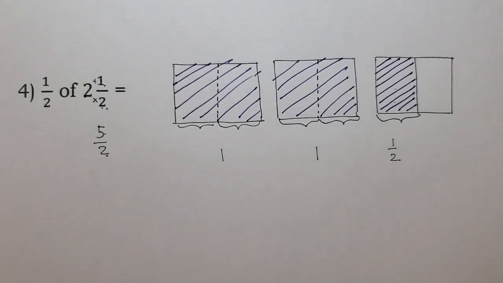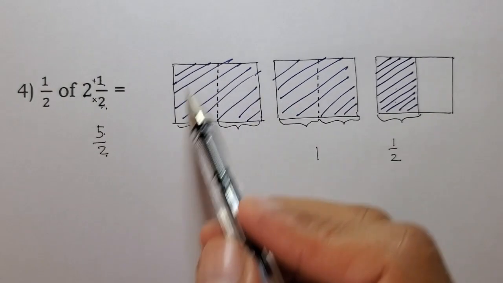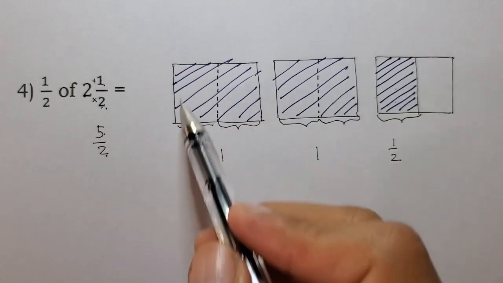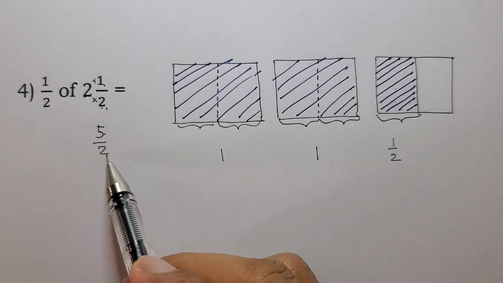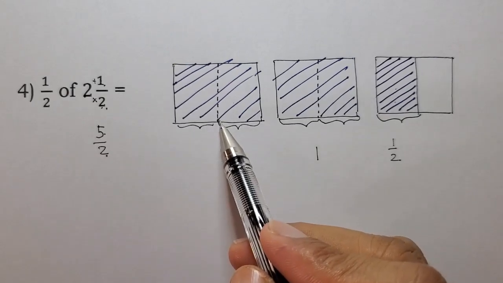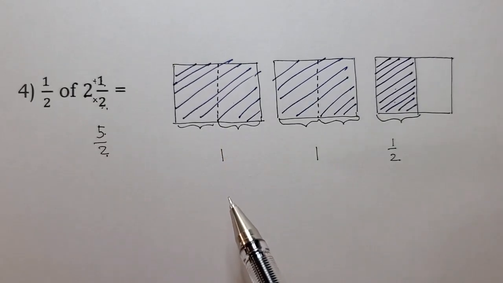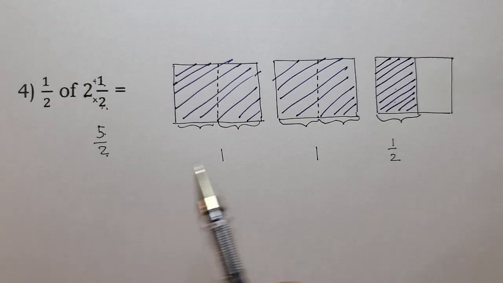Where did I get 2? Of course, in one whole, there are 2 equal parts, or the whole is just divided in 2 equal parts. We are comparing, or I mean the denominator here is compared to the number of parts in one whole. So 5/2, or 2 and 1/2.